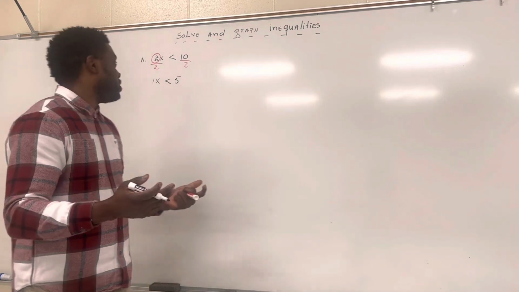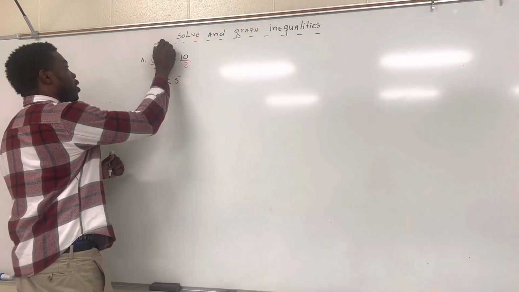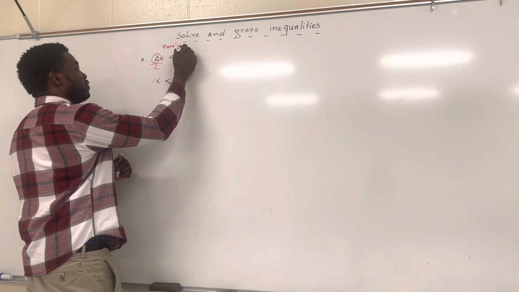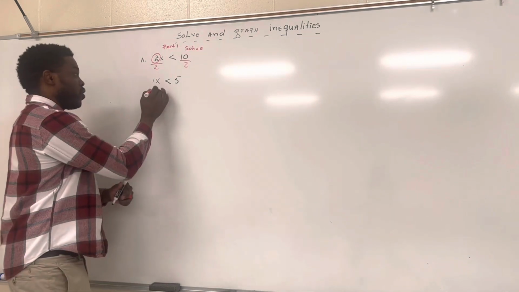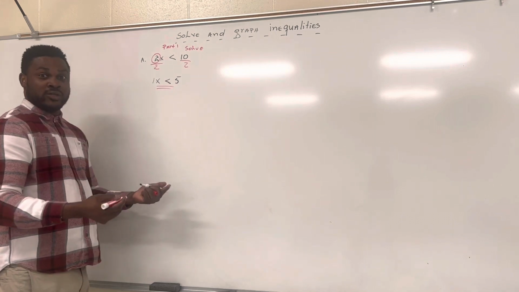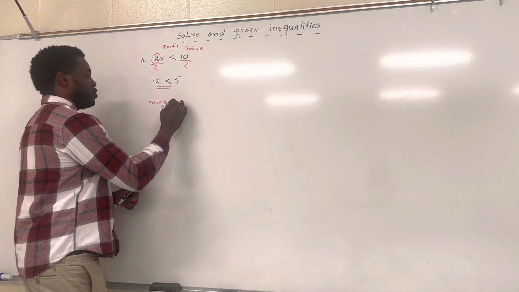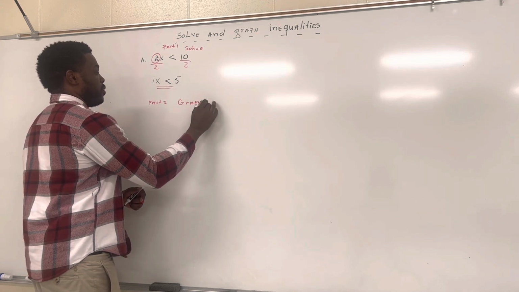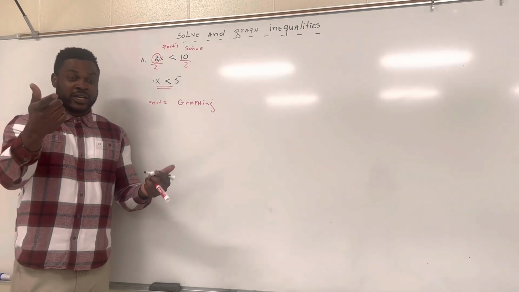Now, we can call this over here part 1, where we solve. Now we need to graph. Because we already solved the inequality, now we need to graph it, which is part 2. Part 2 is graphing. We are going to graph the inequality we solved in part 1.